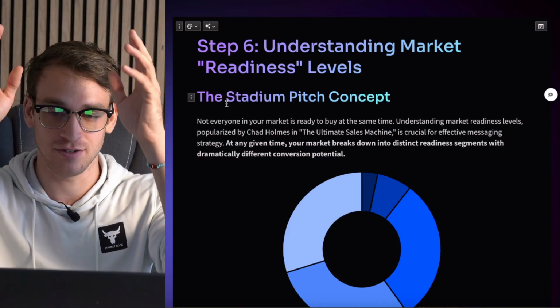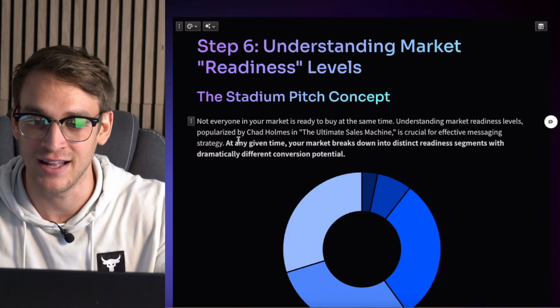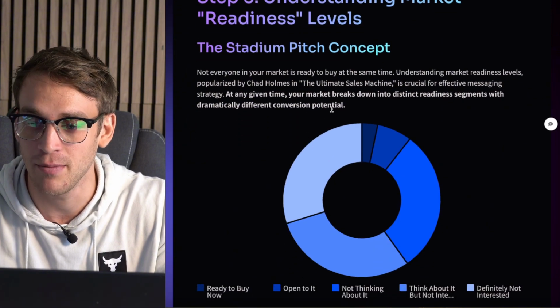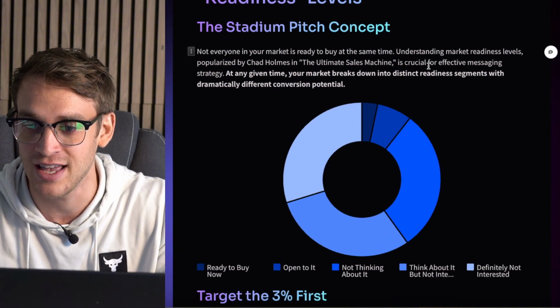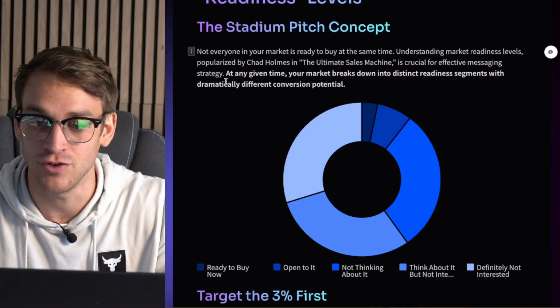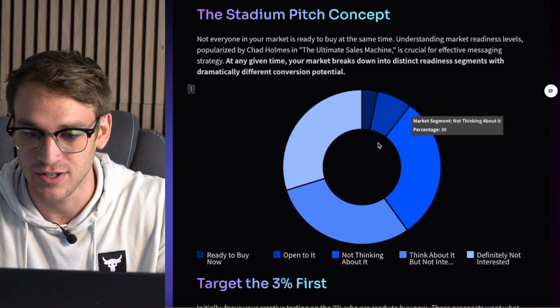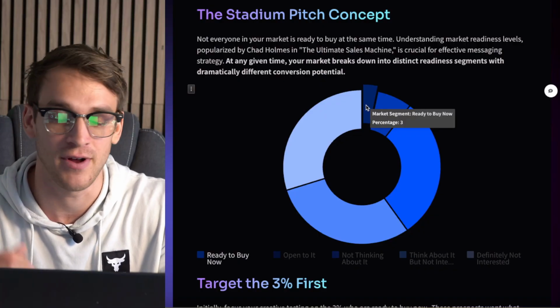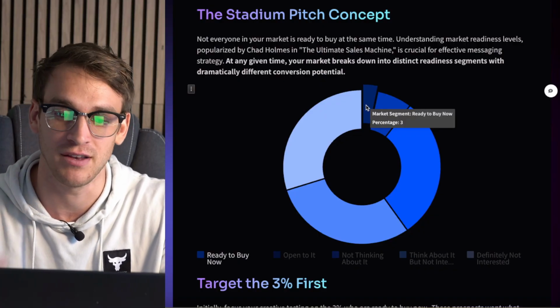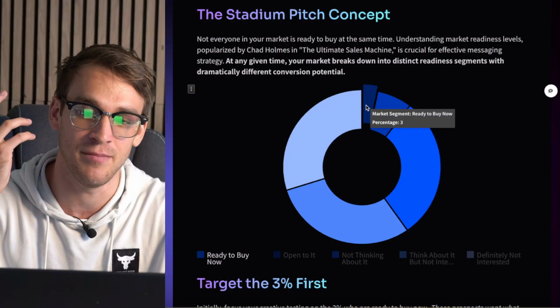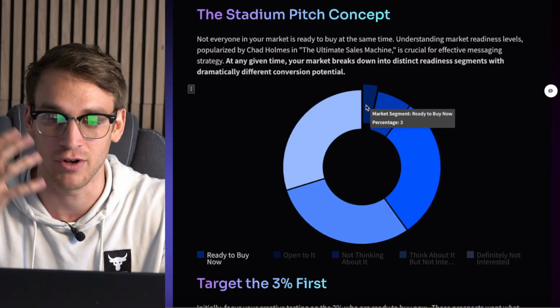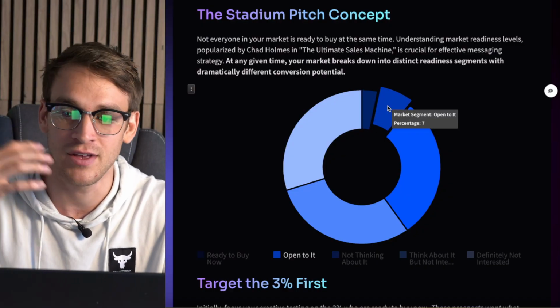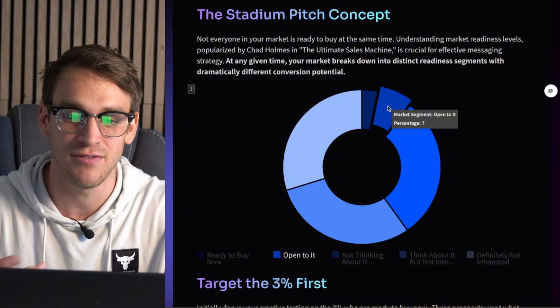We went through those exercises above, but now when you're writing the ads, at any given time your market can be broken down into these distinct readiness segments, and they all have dramatically different conversion potential. For example, right now, about 3% of your audience is basically ready to buy your thing. They're in market, they're ready to buy. They don't need to be convinced much. They just need to see your ad and be like, yeah, I trust this guy, let's go. I've been looking for an ad agency, for example. Then the other one is they're open to it. They need to be convinced more.